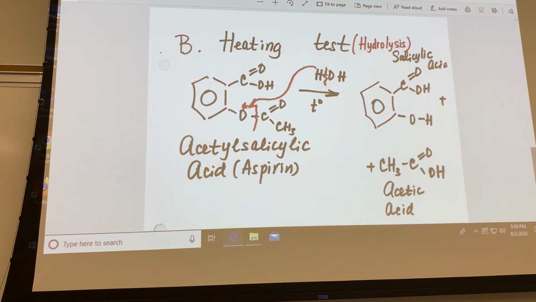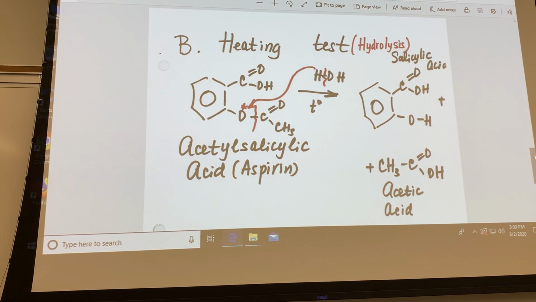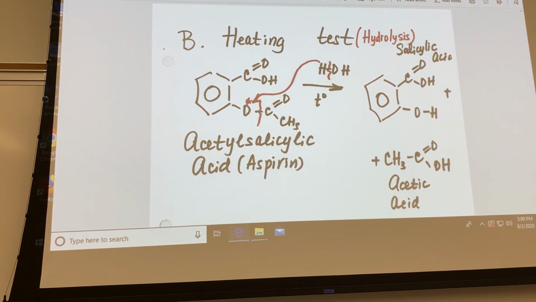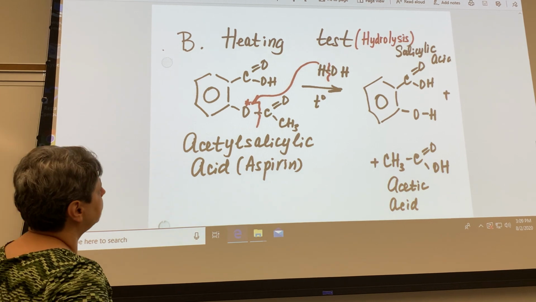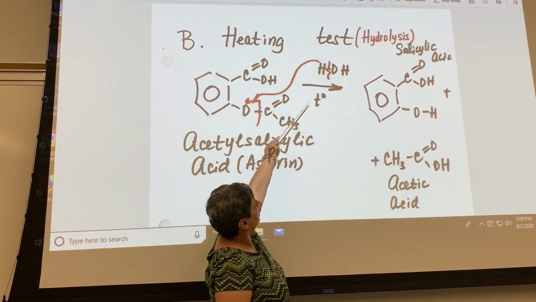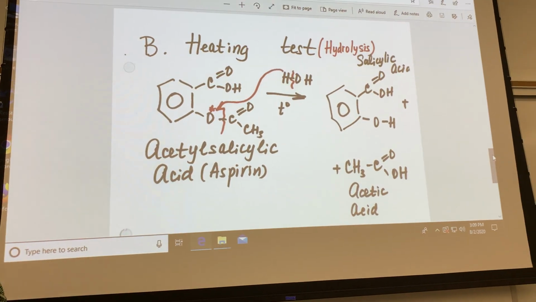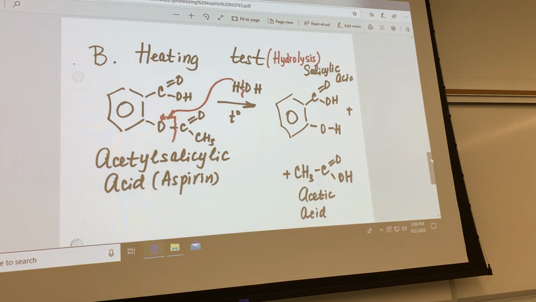Now let's discuss what's going to happen when you heat. You're going to heat just aspirin in a test tube, nothing else. And yet I'm showing the other reactant here, and this of course you will recognize as water. So where does water come from? Well, the answer is it comes from the air.